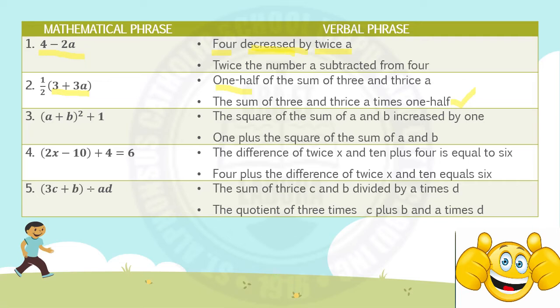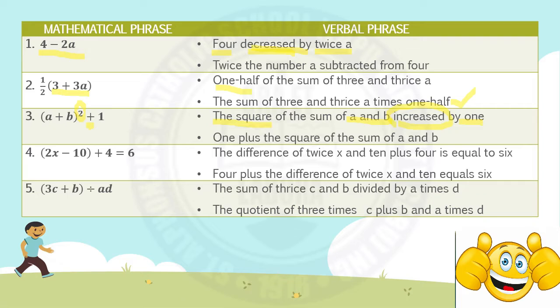This one, the square. Why is it called the square? Because you have an exponent of 2. That's why it is the square of the sum of a and b, increased by 1. Why do we use the word increased here? Because it is increasing because of the plus sign. That's why increased by 1. Or it could be 1 plus the square of the sum of a and b. It could be like that.